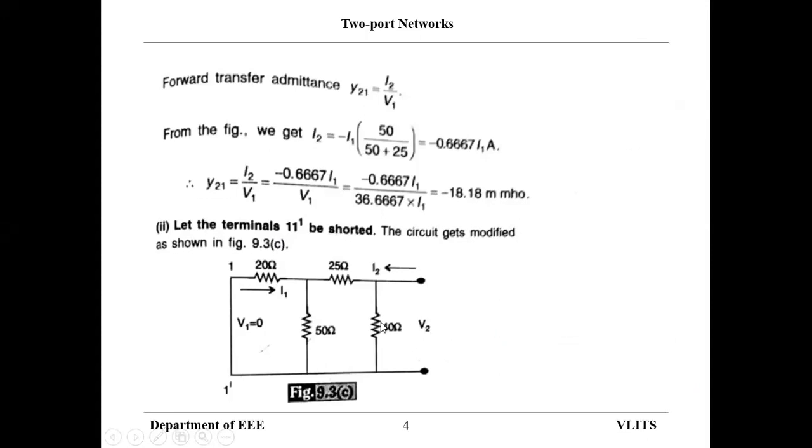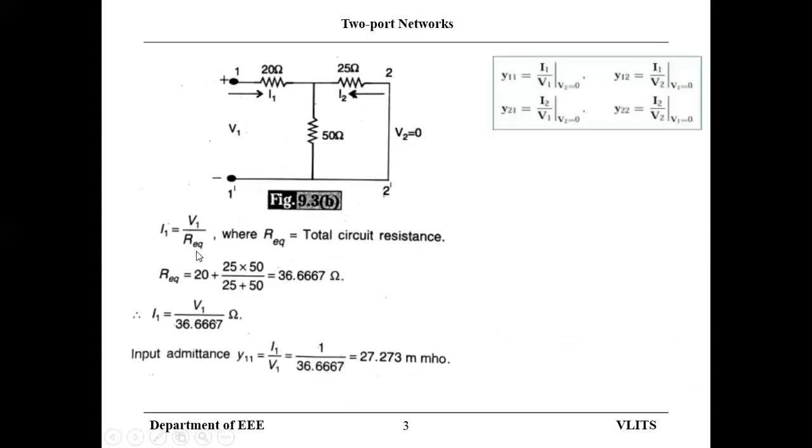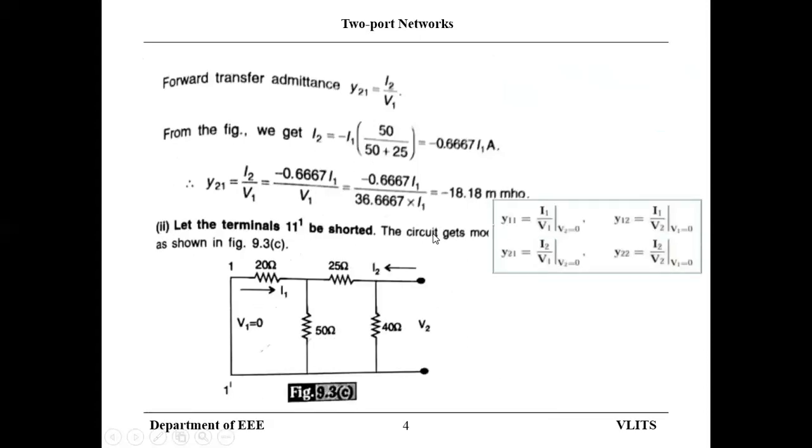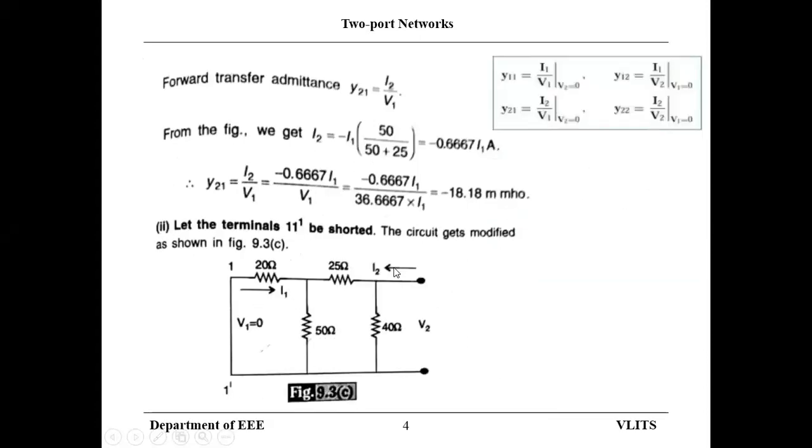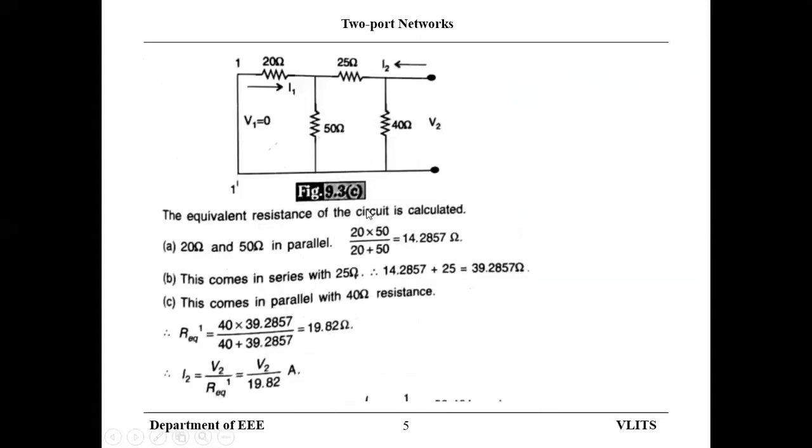Here in a similar fashion, to find y11 and y21, to find I1 we short circuited and found the R equivalent, then we got I1 is V1 by that R equivalent. In a similar way, here also you can find I2, so I2 is V2 by this R equivalent.